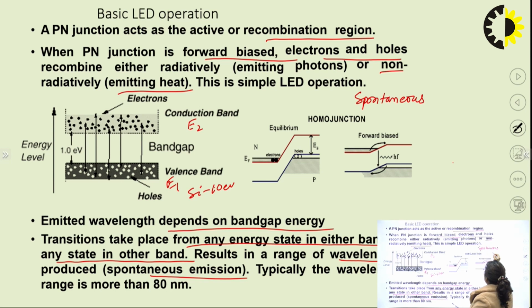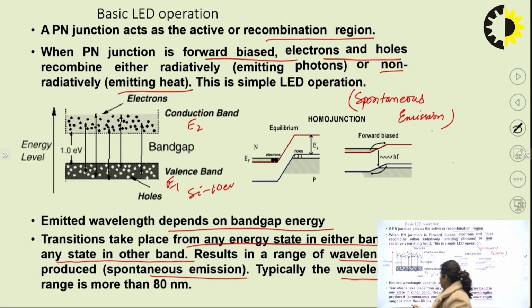So LED is basically based on the spontaneous emission process, while lasers are based on the stimulated emission process. If there is no stimulated emission process, the laser will not work. Typically the wavelength for the LED is in the range of more than 80 nanometers.